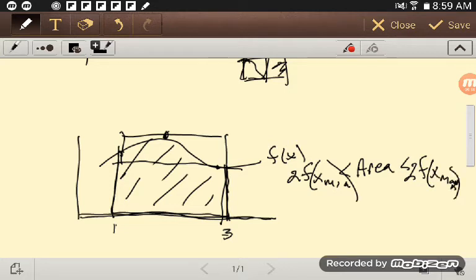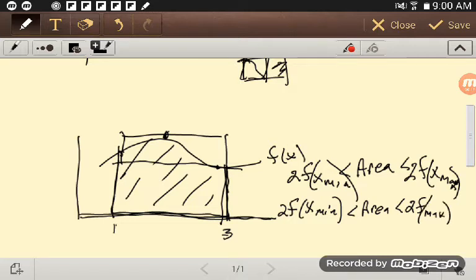Sorry, got kind of crowded there, pretty ugly. Let me rewrite that. 2 f at x min is less than the area, which is less than 2 times f max.